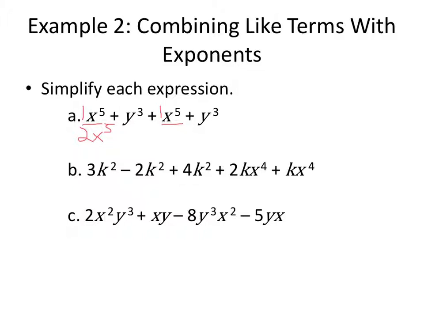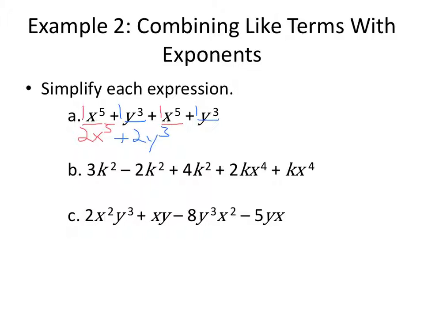And then we have our y cubed term here and a y cubed term with coefficients of 1. 1 plus 1 is 2. So that gives us a positive 2y cubed. And that is your simplified expression for A.